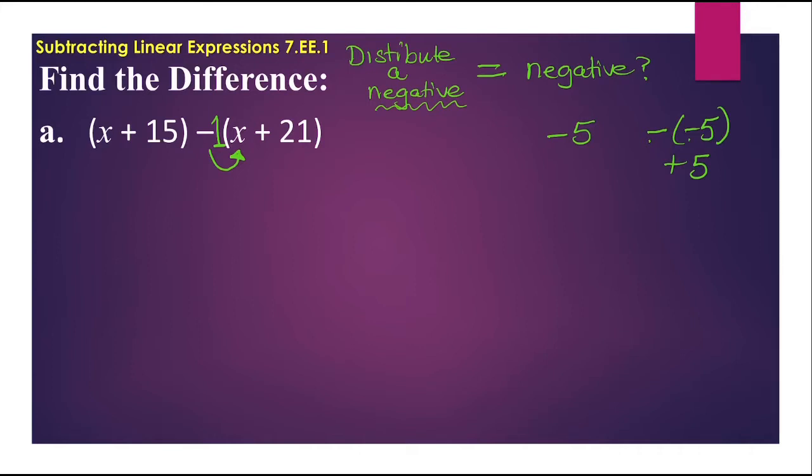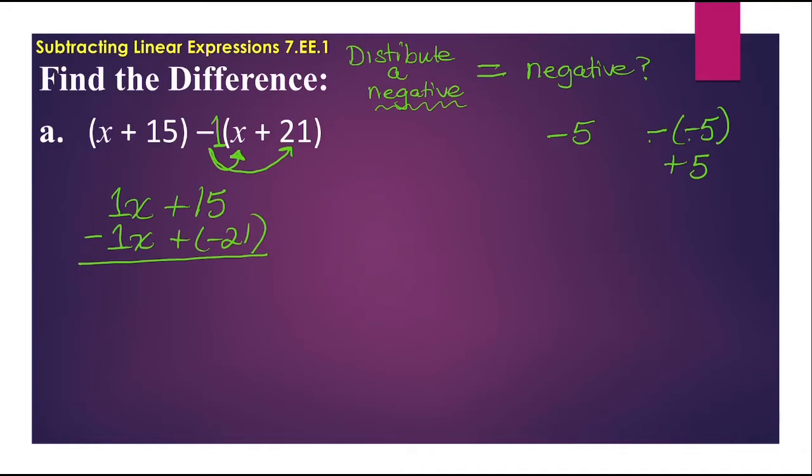So let's go ahead and do this using the vertical method. I'm going to write 1x plus 15. Then I'm going to distribute negative 1 into the x, so that's going to make negative 1x. And then we're going to distribute negative 1 into 21. That's going to make negative 21. So I'm going to write plus negative 21 there, just to emphasize that 21 is now negative.